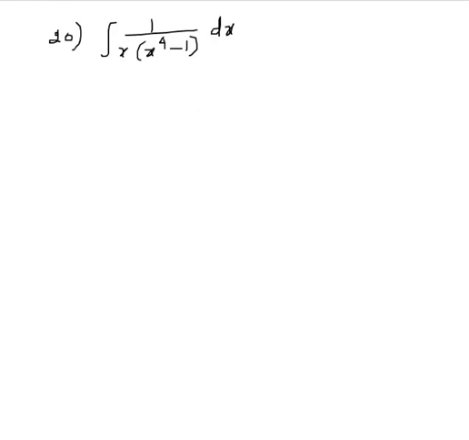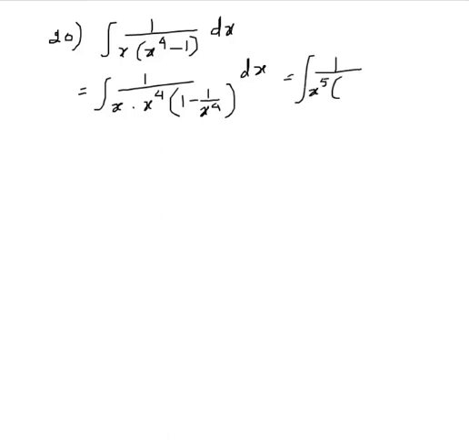The other method is you can multiply both numerator and denominator by x cube and do it. But easier than these two methods is, take x power 4 out from this bracket. We get 1 divided by x power 5 into 1 minus 1 by x power 4 dx. Now substitute this bracket as t. 1 minus, this is x power minus 4.